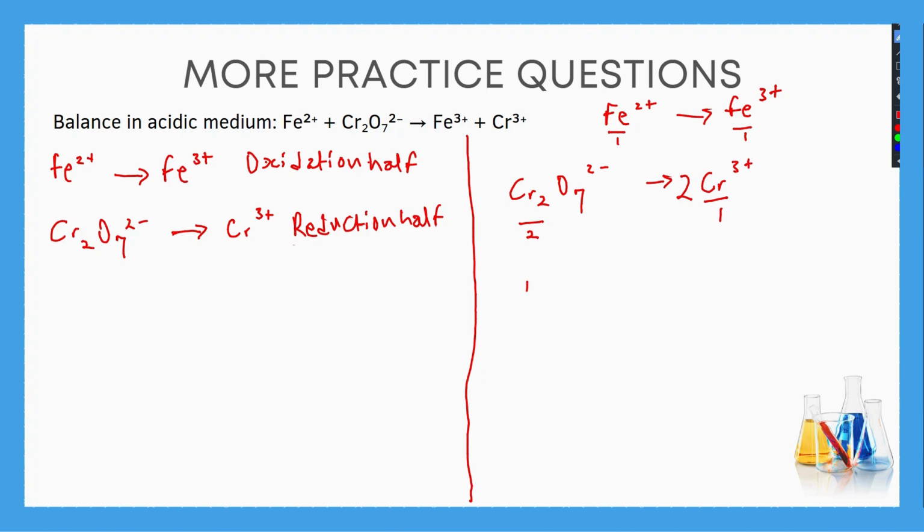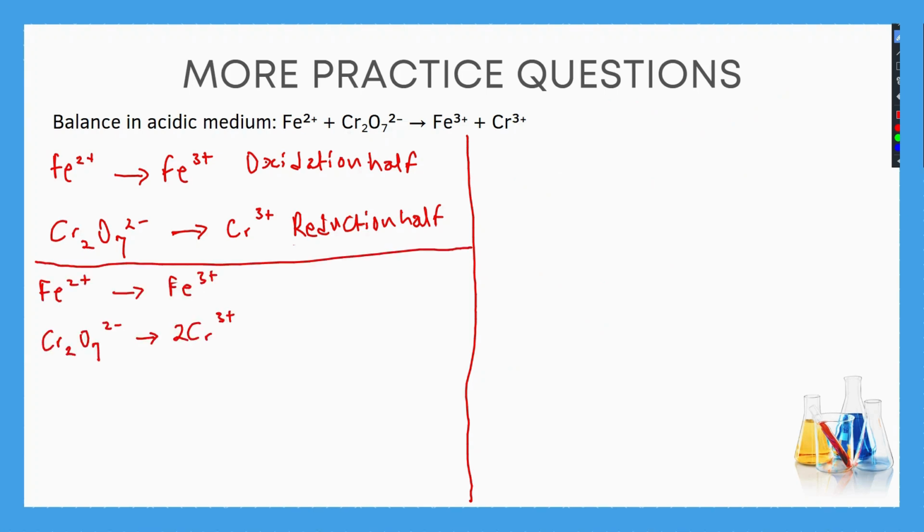So the first equation becomes Fe²⁺ yielding Fe³⁺. And the second equation becomes Cr₂O₇²⁻ yielding 2Cr³⁺. So you can see how this was done. So the next thing to do is to balance oxygen atoms using H₂O, and balance hydrogen atoms using hydrogen ions, or H⁺.